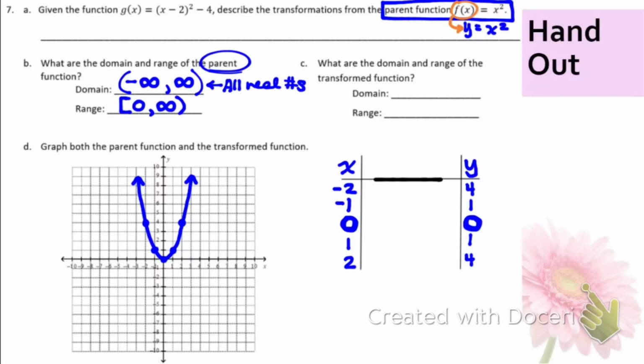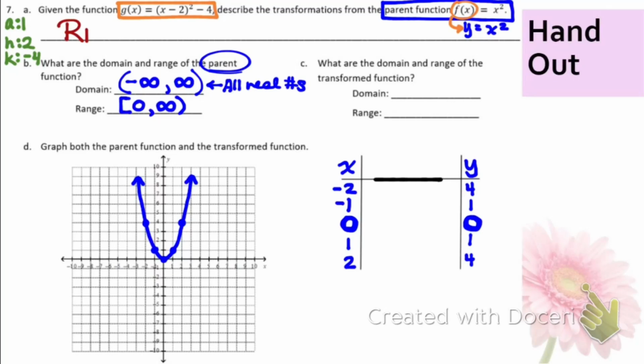Here's the transformation that they gave me right up here. What are the values for A, H, and K? A is 1. H is 2. K is -4. So how would I describe that transformation then?